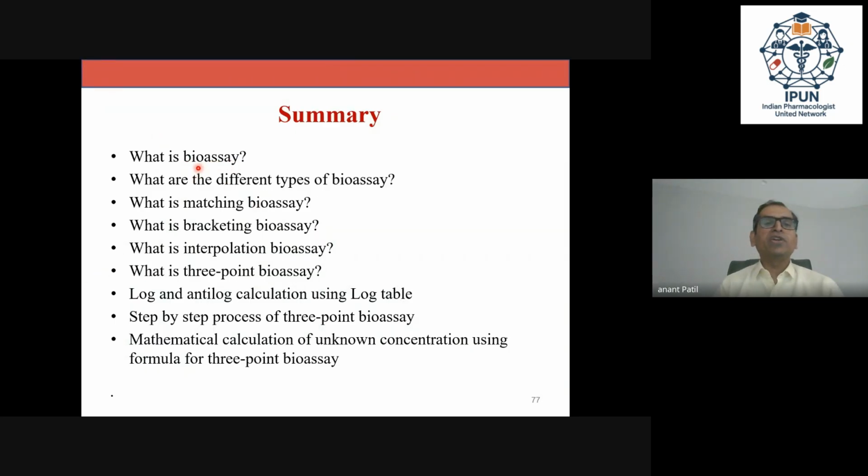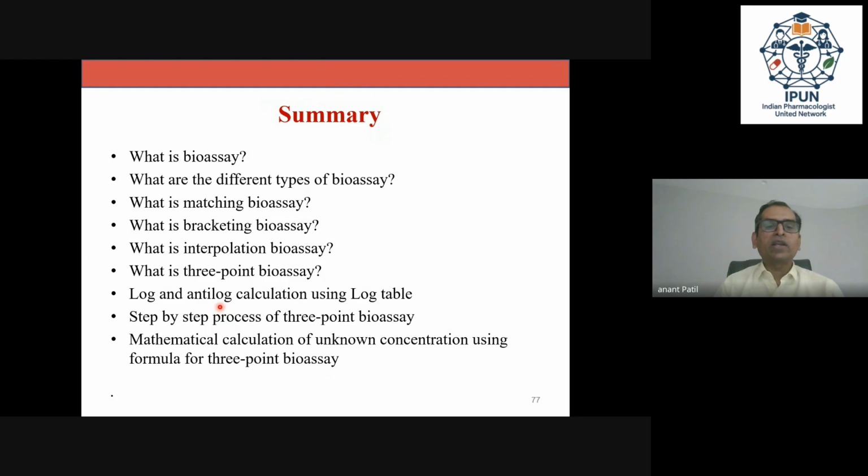Bioassay is nothing but the estimation of the quantity, either qualitatively or quantitatively. You can estimate the unknown using either the whole animal or the isolated tissue, that is called bioassay. Different types of bioassay that we discussed today: matching bioassay, bracketing bioassay, interpolation bioassay, 3-point bioassay, and 4-point. Matching is just you match the unknown contraction with the known contraction and do simple mathematical calculation. Bracketing is you bracket the unknown concentration between two standard concentrations. Interpolation is you draw the graph, put the horizontal and vertical lines and see the anti-log calculation. 3-point bioassay, we spoke about those 10 points, and we also discussed the formula.